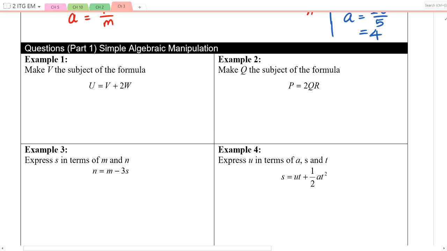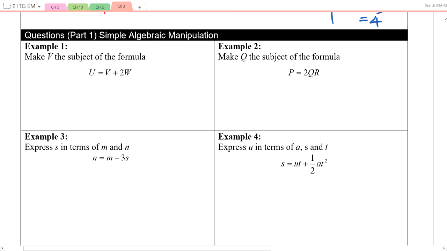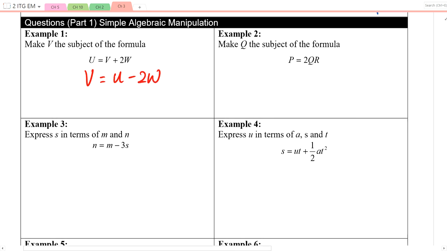Okay, so let's try some examples. Example 1, make V the subject. Okay, this is easy. V equals U minus 2W. Example 2, make Q the subject. Q equals P over 2R.